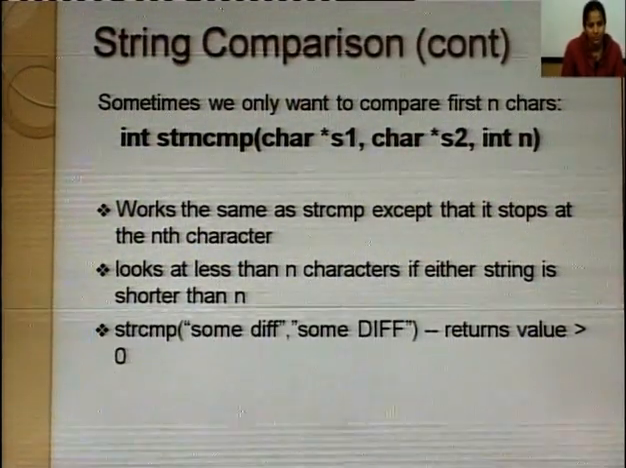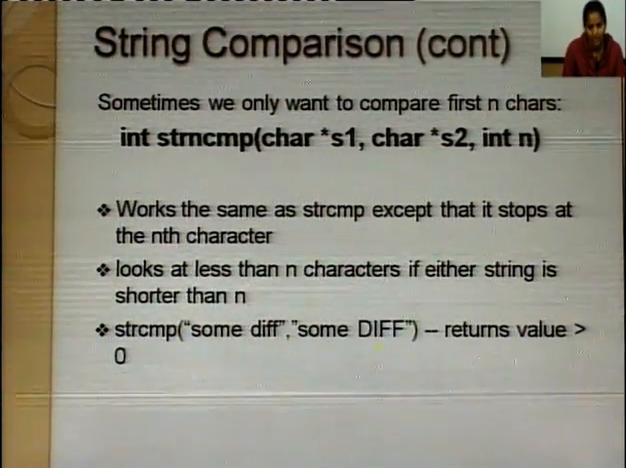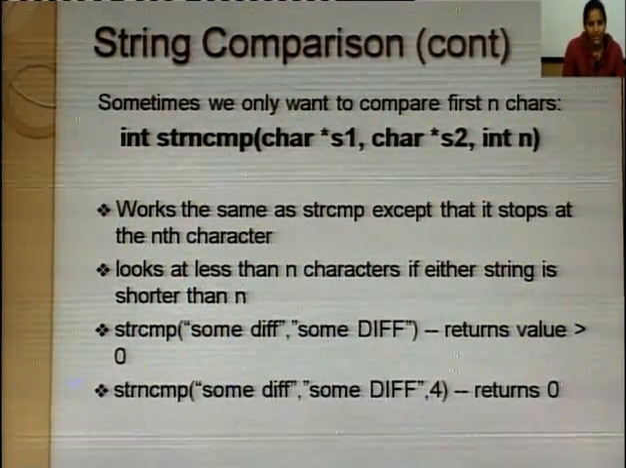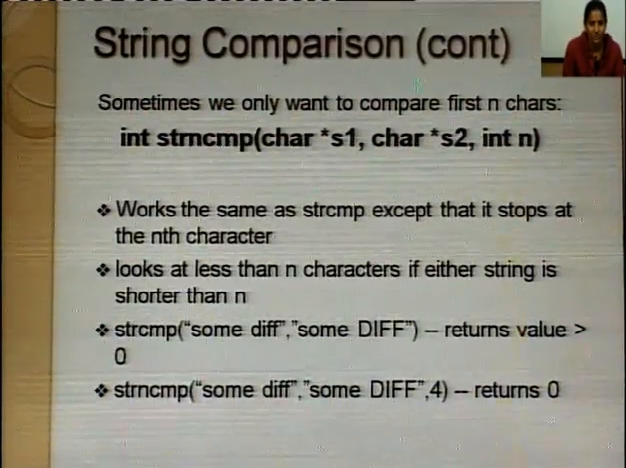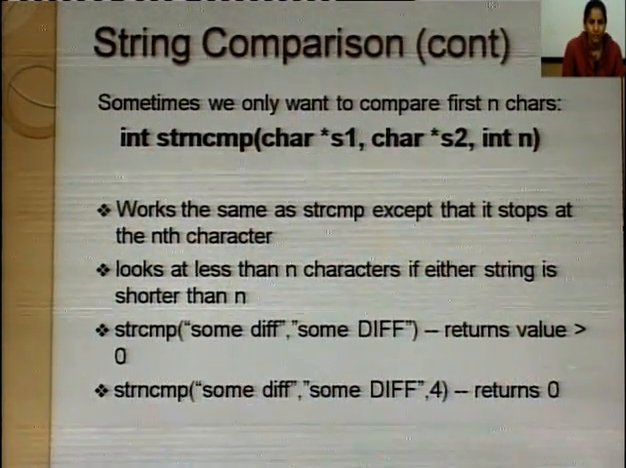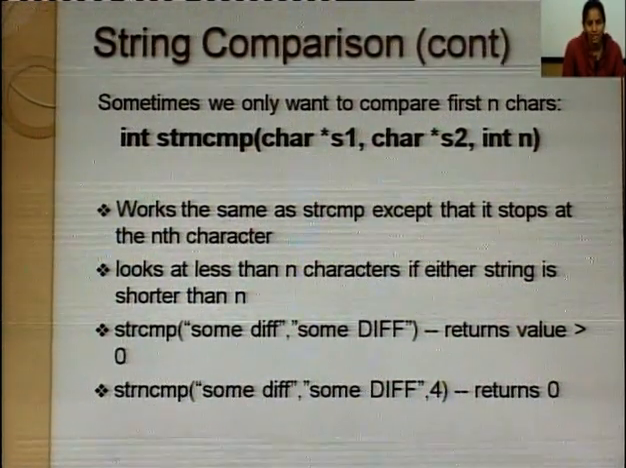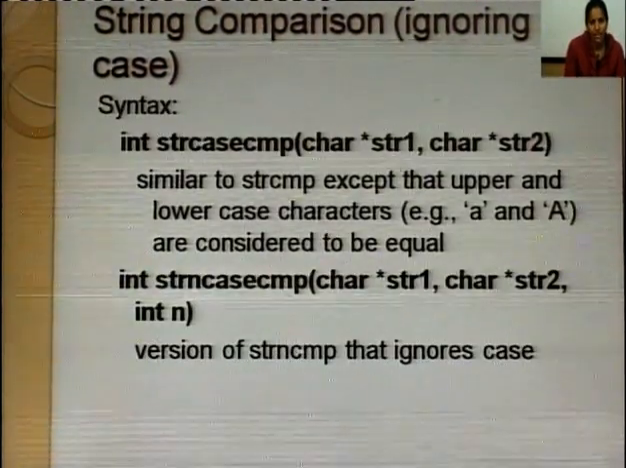strcmp of "sum diff" and the second one "sum diff" returns a value greater than 0. Then again we have strncmp of "sum diff", but here we have defined that we want to compare the first 4 characters of the strings, that is, "sum " are similar, so it returns the value 0. Next one is string comparison ignoring case.